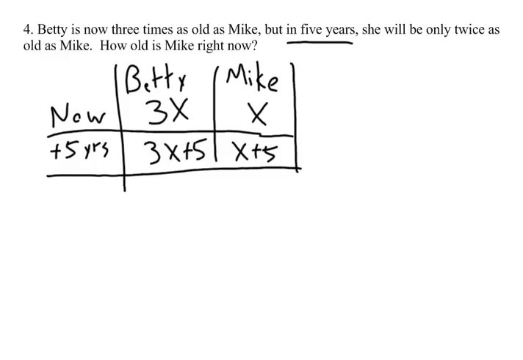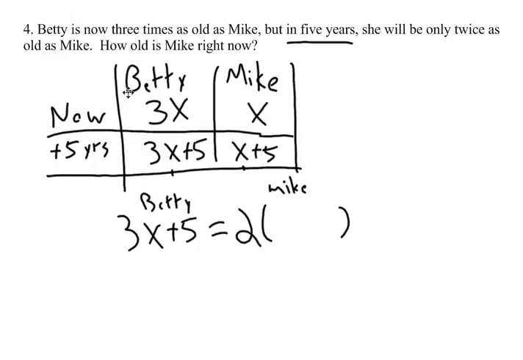All right, so let's look at what the relationship is between these expressions. In 5 years, Betty will be only twice as old as Mike. So we're going to say "is" means equals, although it's in the future. Twice as old as Mike. So Betty, in 5 years, will be twice as old as Mike in 5 years. Well, Betty in 5 years, we said her expression is 3x plus 5. Mike in 5 years, we said his expression was x plus 5.